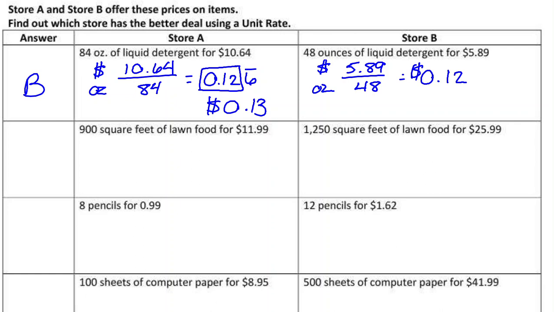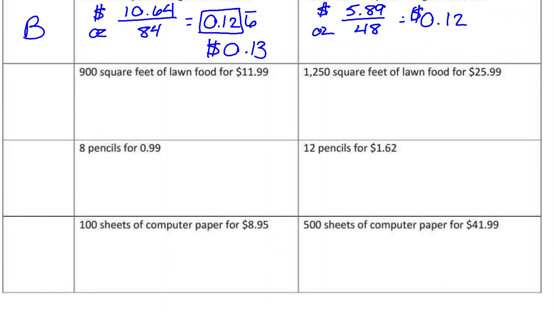So I want you to give me the best buy for each of these. So go ahead, you're dividing the price divided by whatever they're asking you for. Make sure you're careful with your rounding, and then tell me which store is the better buy, A or B.